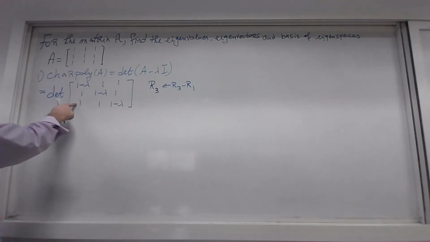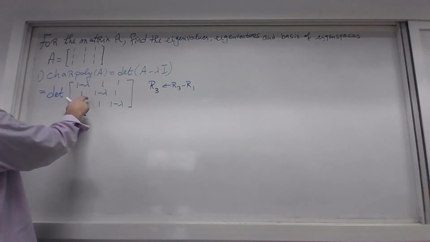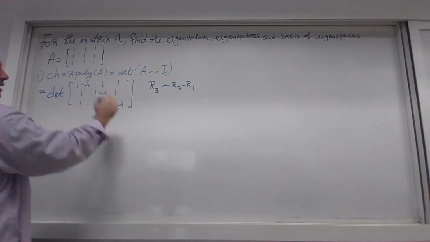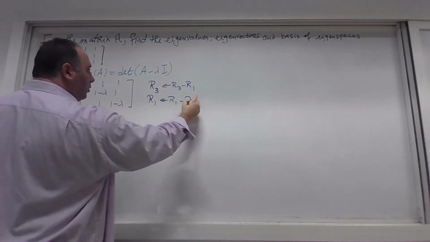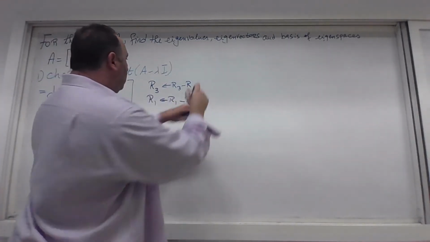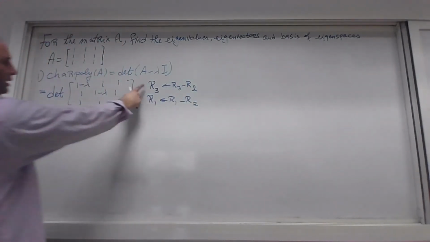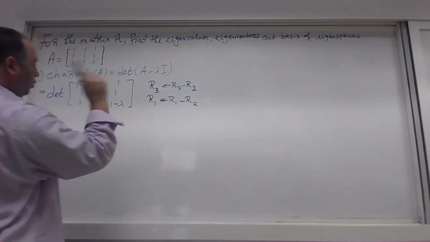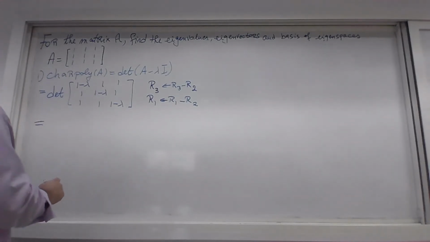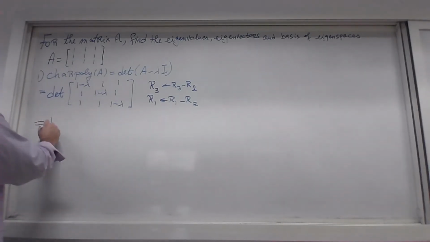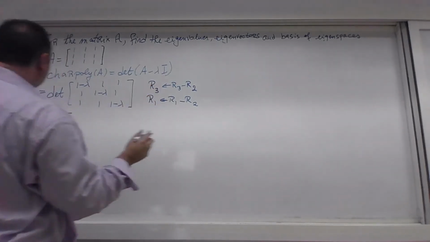I'll do that. So I'll kill this guy. And while I'm here, I could use this guy to kill this guy. So I'll go row 1, replace by row 1 minus row 2 also. Oops, this is row 2. Okay, fine. And we know that these elementary row operations do not change the determinant. Okay, fine, good. So no need to suffer with that. I know that already. So they don't change the determinant.